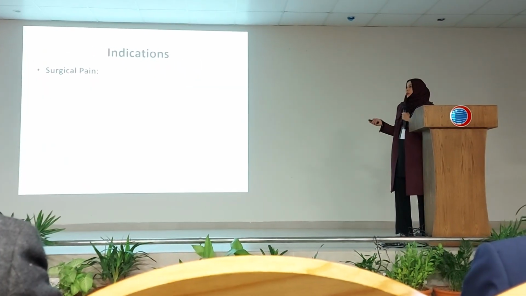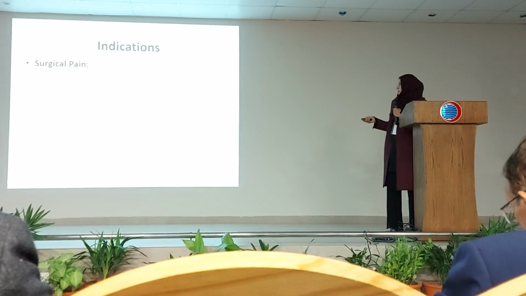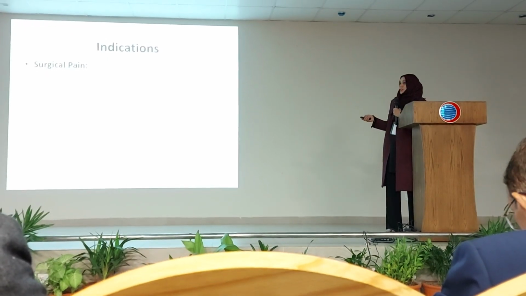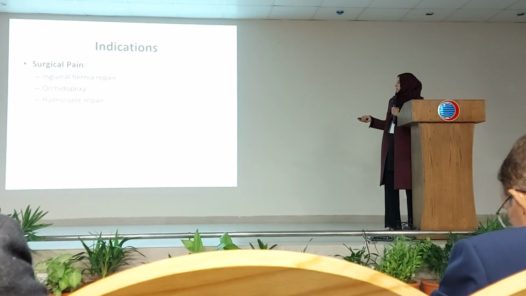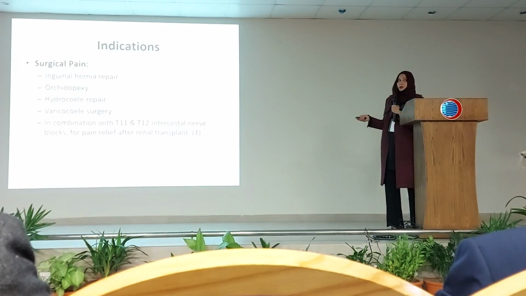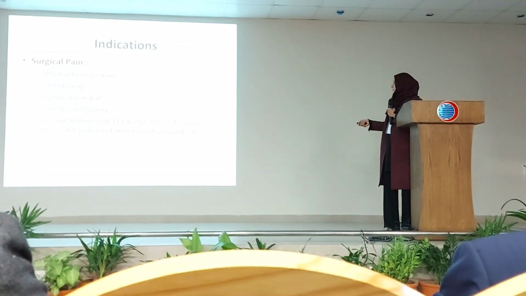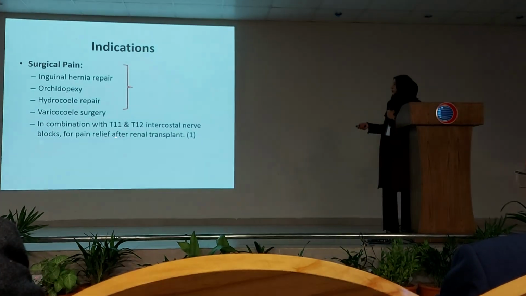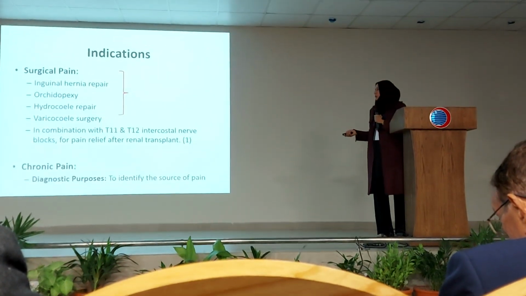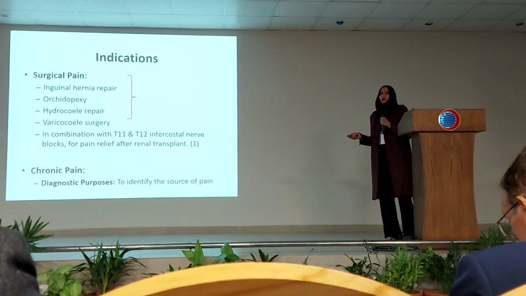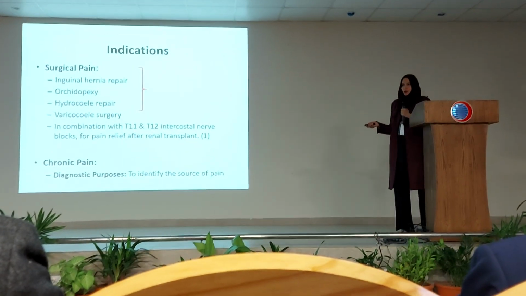You can use it for acute pain as well as chronic pain. For acute pain, there is surgical pain. You can use it for surgical analgesia, as I have told you: inguinal hernia, orchidopexy, hydrocele, varicocele surgery, and also, in combination with the T11, T12 intercostal nerves, the block for pain relief after renal transplant. There may also be times when you have to rule out the cause of abdominal pain, so you can block these two nerves to rule out the cause.